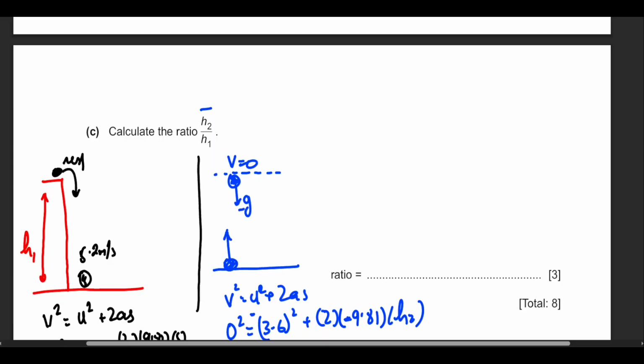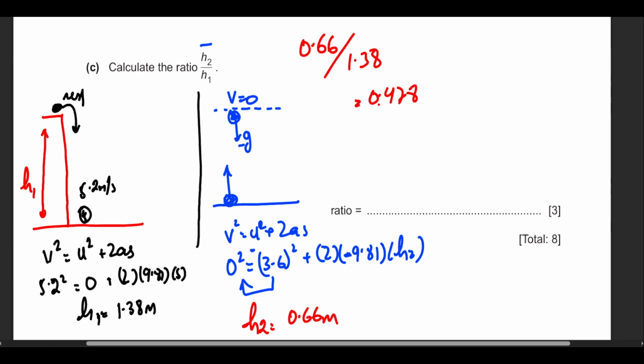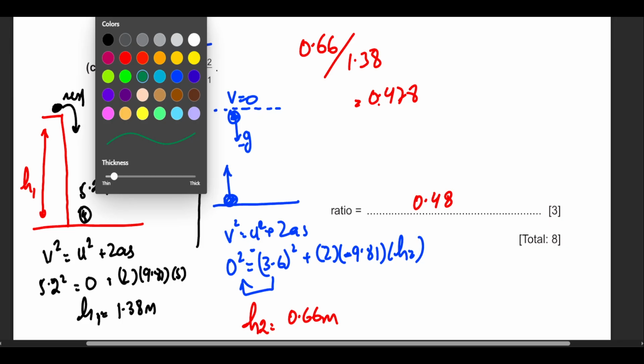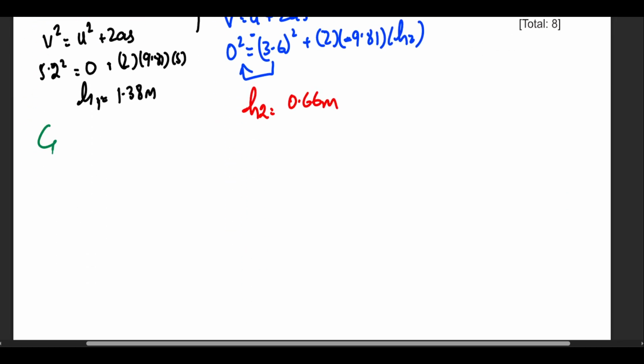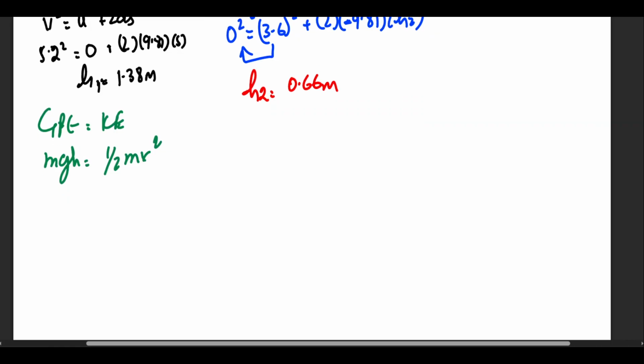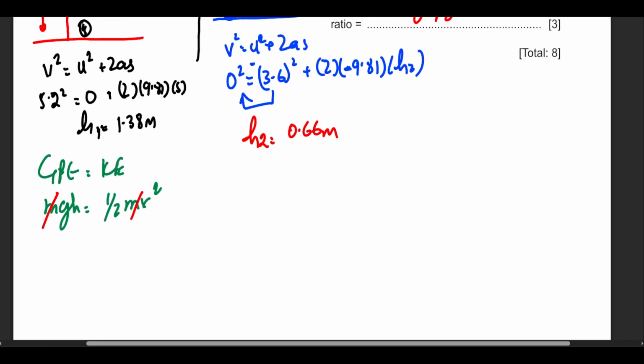So it's a ratio. This will be 0.66 divided by 1.38, and we get 0.478. So this becomes 0.48. Now, could you have solved this with another logic? Yes, you could have. Gravitational potential energy converts into kinetic energy. This is mgh equals half mv squared. But notice what happens with mass. Mass cancels out, and we're left with an equation that looks similar to this.